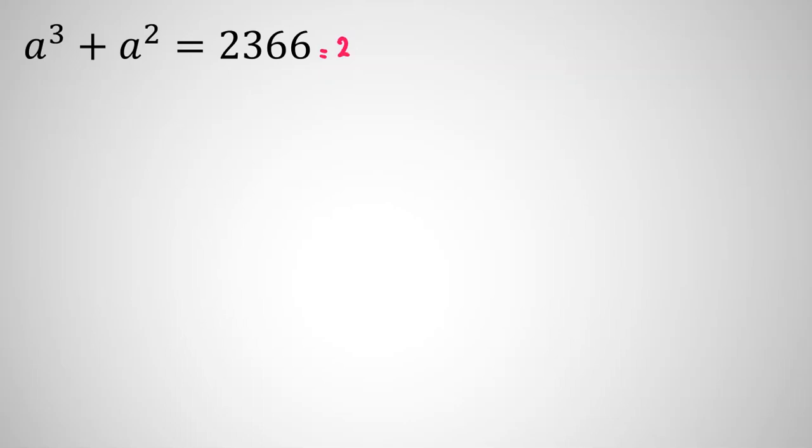So first let's divide by 2. It's 2 times 1183. Now let's divide by 7: 1183 divided by 7 is 169. And 169 is 13 squared. So it's 2 times 7 times 13 squared.